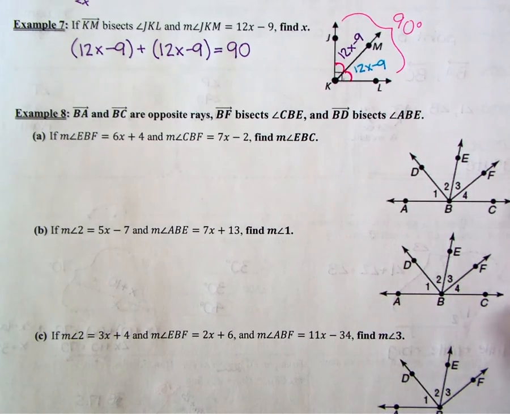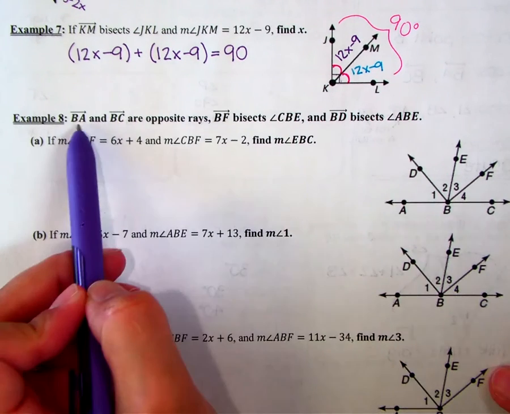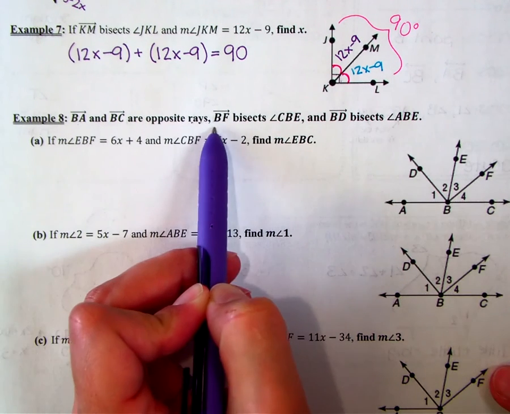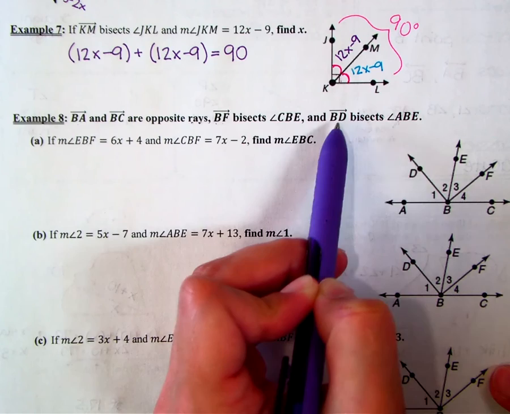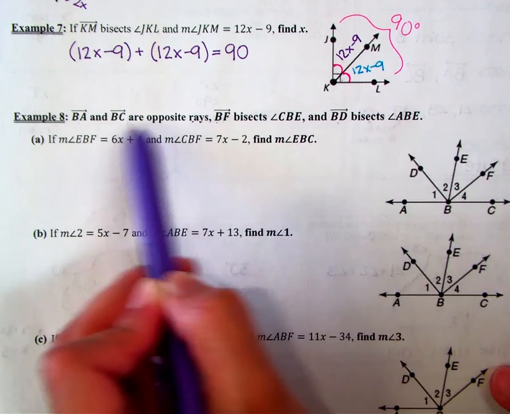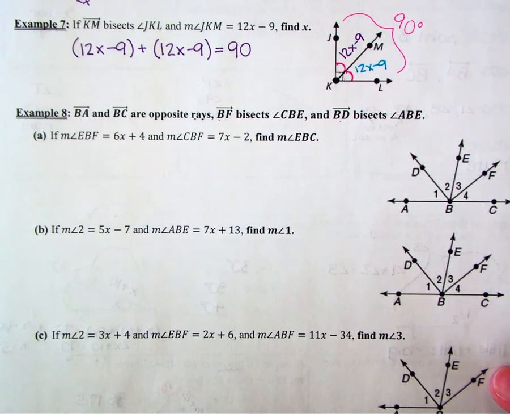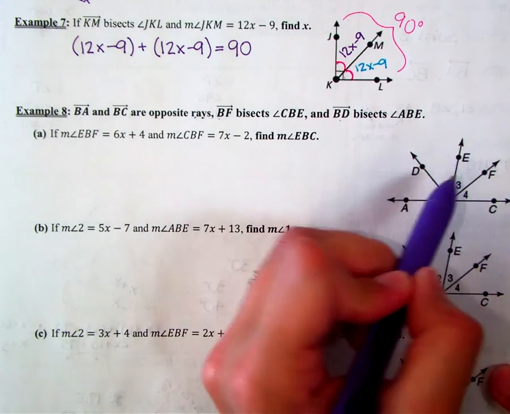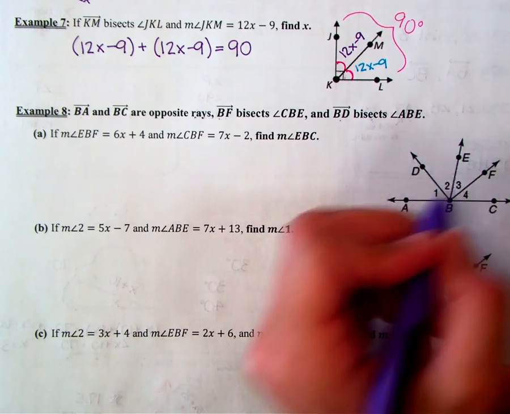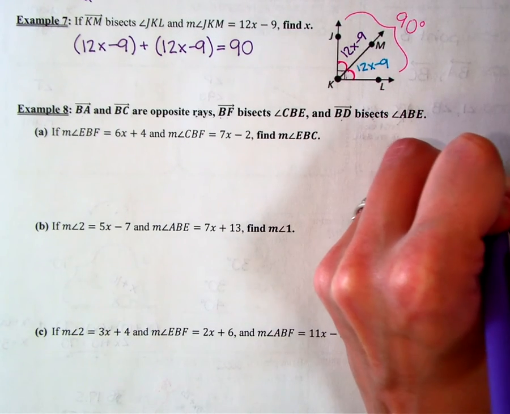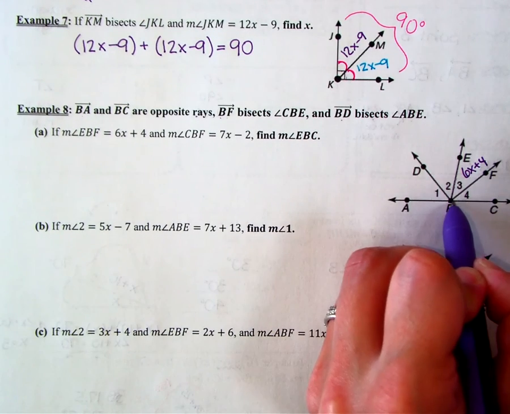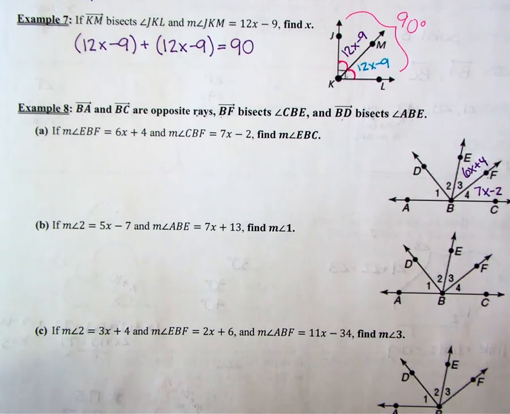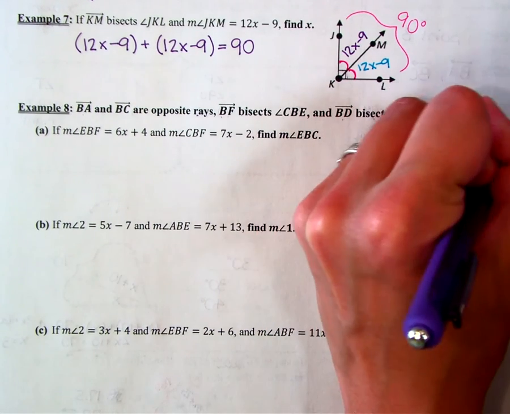Example 8 uses the same picture and the same information. BA and BC are opposite rays, which means we've got a straight angle. BF bisects CBE and BD bisects ABE. All of this information we might not need to solve the problem. In A, if the measure of angle EBF is 6x plus 4, and CBF is 7x minus 2, we are trying to find the measure of EBC. So we're trying to find this big angle.